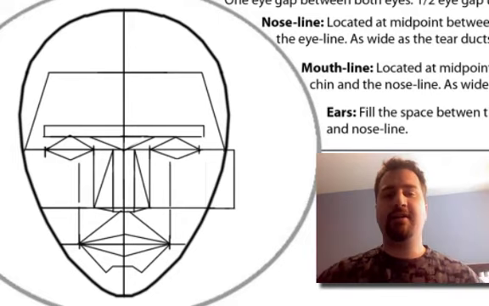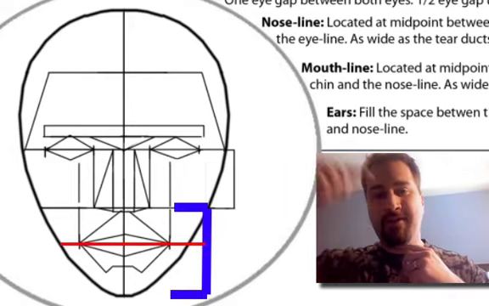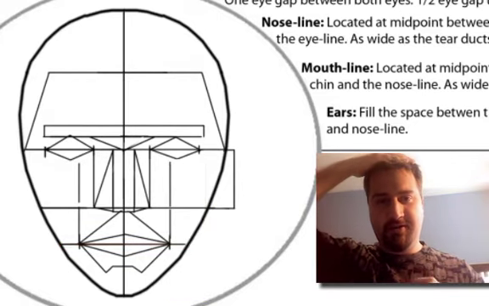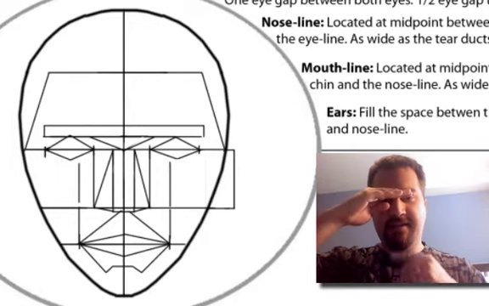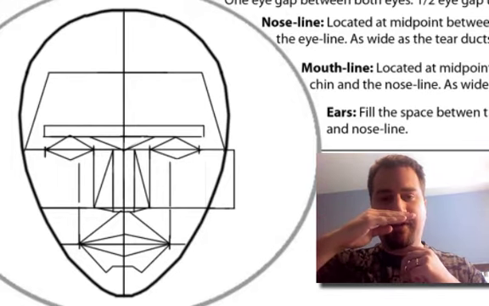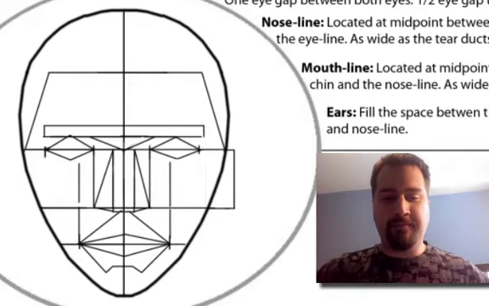The mouth line is located between the nose line and the chin. I'm sure you're starting to see a pattern. We went from the halfway point between the skull and the chin to find the eyes. We went halfway point between the eyes and the chin to find the nose. And now we go the halfway point between the chin and the nose to find the mouth.